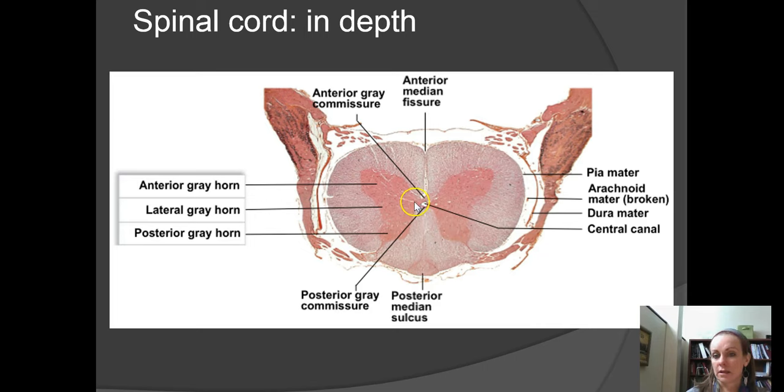Now you may notice that the two wings of the butterfly are connected by a little bit of gray matter, and it surrounds this central canal. There is the anterior gray commissure. If you remember commissural fibers, they connect one side to the other side. The anterior gray commissure is on the front side of the central canal, and then the posterior gray commissure is on the back side of the central canal. It connects the two wings of the butterfly, or the two large regions of gray matter.